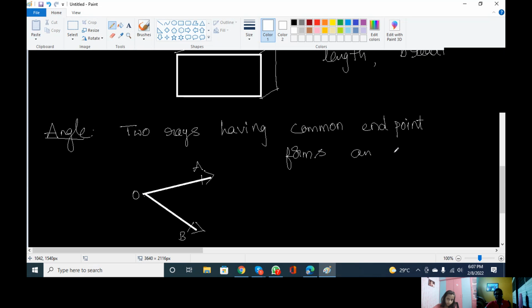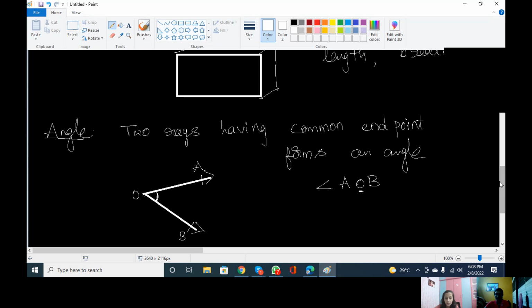Forms an angle. So we can represent angle like this. And that point where this angle is formed is called the vertex of the angle. So how can we name this angle? We can name this angle as angle AOB. So near the O vertex we marked the angle, so that O should be in the middle. And this is the representation of angle.